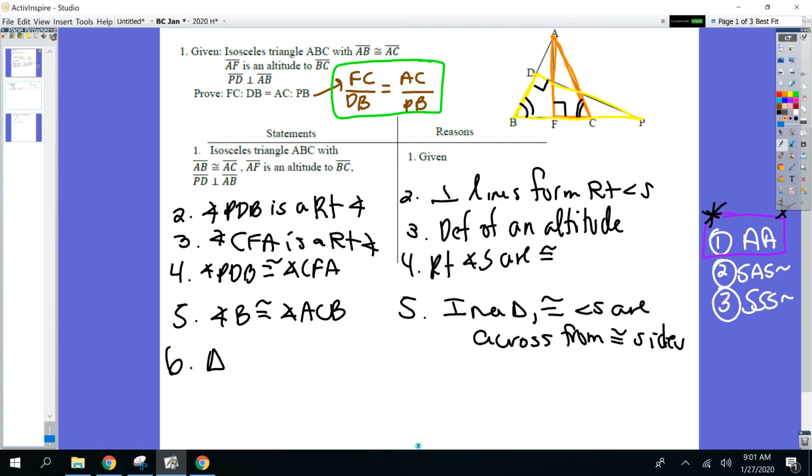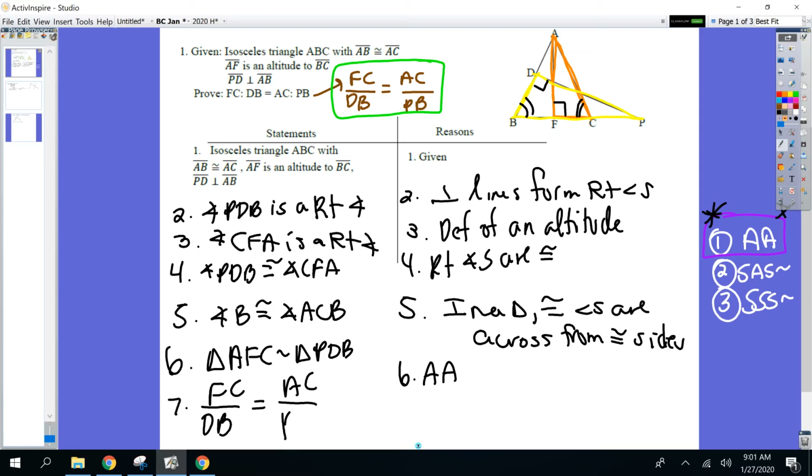Let's see, triangle AFC similar to, if I go AFC, PDB. Angle, angle. And now we take these proofs one more step. You're telling me the triangles are similar. Your sides are in the same ratio. FC over DB is equal to AC over PB.